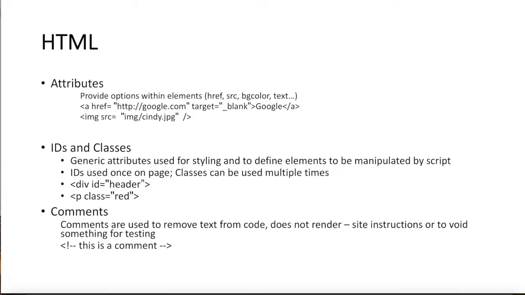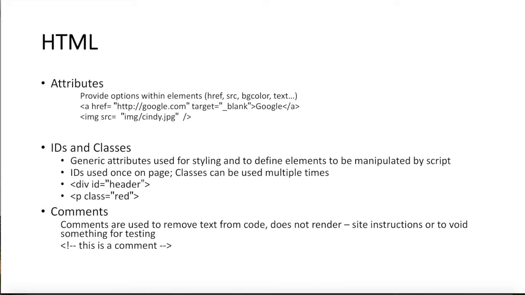IDs and classes, we'll actually get to using that a little bit more when we do styling as well as doing the manipulation with JavaScript. IDs are special types of attributes that you can give to an element, and you can name them anything you want so that you can create your own IDs and classes. IDs are used once on a page, and classes may be used multiple times. IDs are great for being used once on a page, so if you have a header section on your site where you want to put the logo or your navigation, you can say ID equal header.